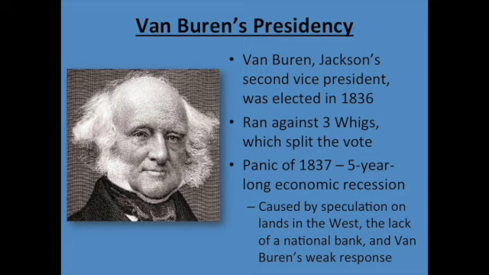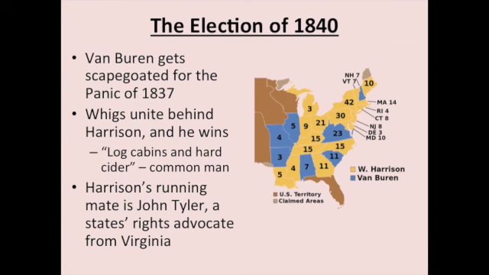This really hurts Van Buren and leads to his defeat in 1840. Van Buren becomes known as Van Ruin in Whig political cartoons. The idea was that he's sitting in his plush White House in Washington, D.C. while everyone else is starving, and the Whigs really kind of played that up. The Whigs this time managed to unite behind one candidate.